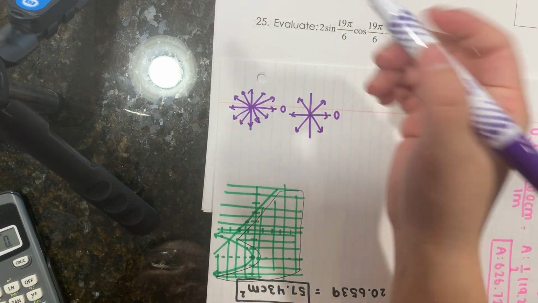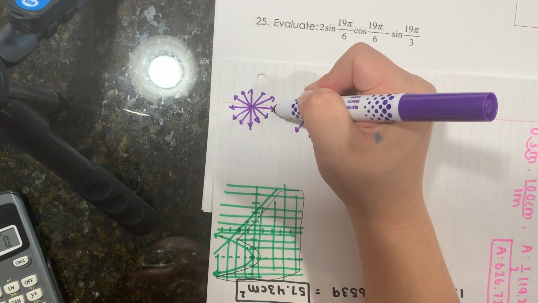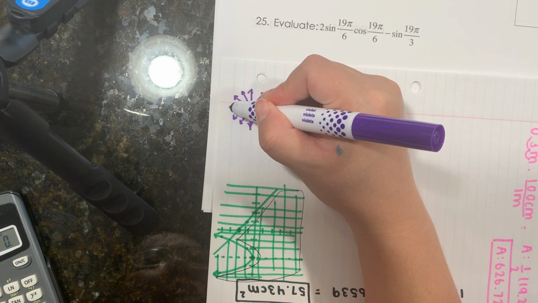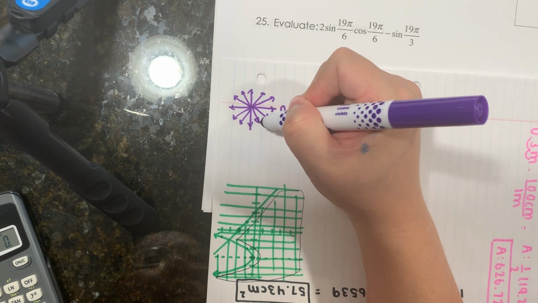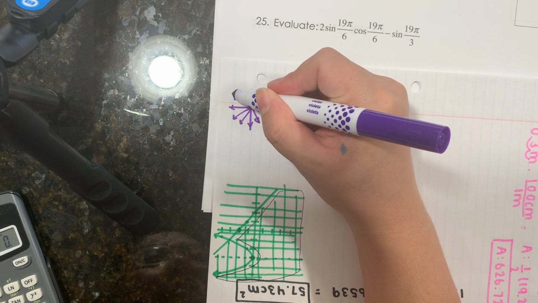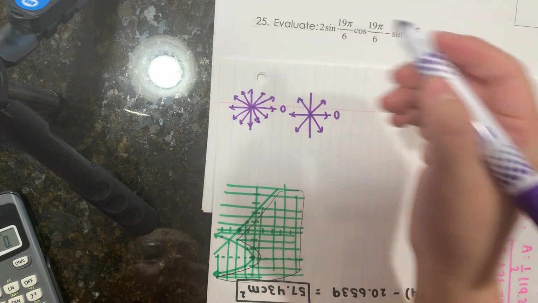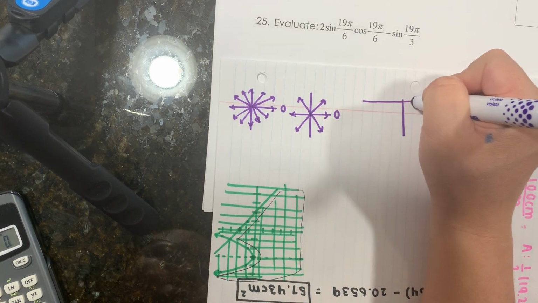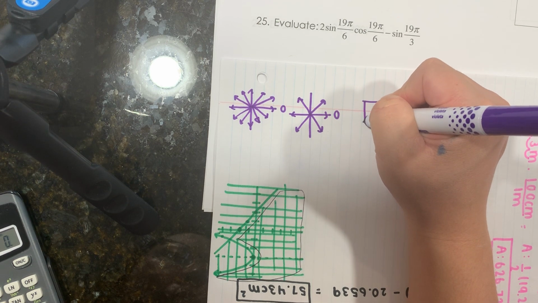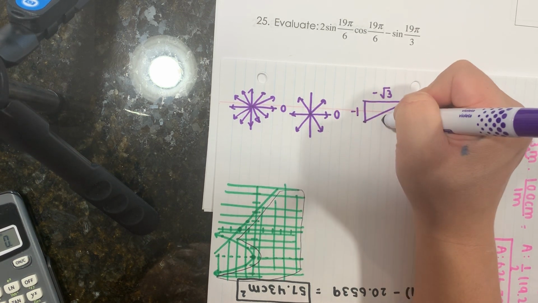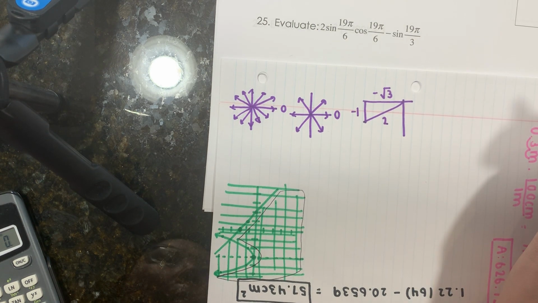19 pi over 6 means you're going to start counting in quadrant 1. So 1, 2, 3, 4, 5, 6, 7, 8, 9, 10, 11, 12, 13, 14, 15, 16, 17, 18, 19. That means we are in quadrant 3. When the denominator is 6, it's going to be a 30-degree triangle. So this would be negative root 3, negative 1, and 2.